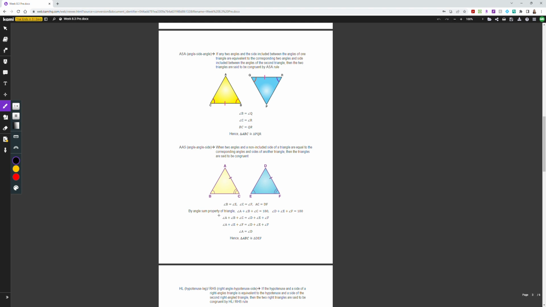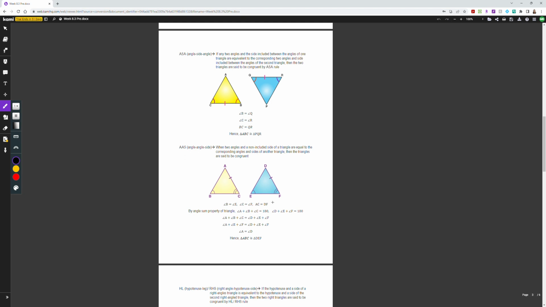Here is a little more proof of how AAS works. By the angle sum property of a triangle, angle 1 plus angle 2 plus angle 3 equals 180 degrees. In this case, angle A plus angle B plus angle C equals 180 degrees, and angle D plus angle E plus angle F equals 180 degrees. So angle A plus angle B plus angle C equals angle D plus angle E plus angle F. And from here, because of our transitive property, there we go.